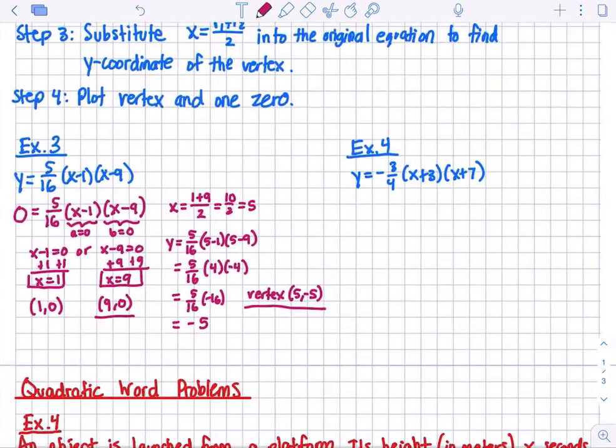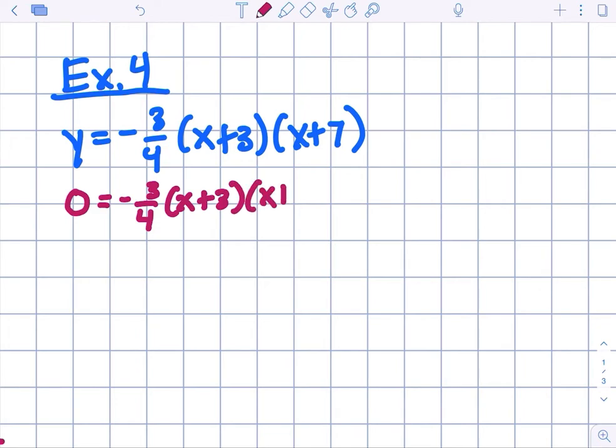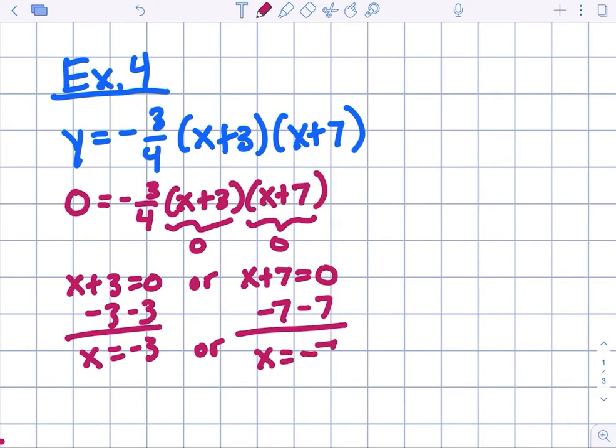Okay, let's do example 4. Okay, step 1, right? Use your notes. Step 1 is to find your zeros, roots, or x-intercepts. So use your zero product rule, set this equal to 0. So remember, either this has to equal 0 or this has to equal 0, right? So x plus 3 is equal to 0 or x plus 7 is equal to 0. Subtract 3 from both sides, x equals negative 3, or subtract 7 from both sides, x is equal to negative 7.